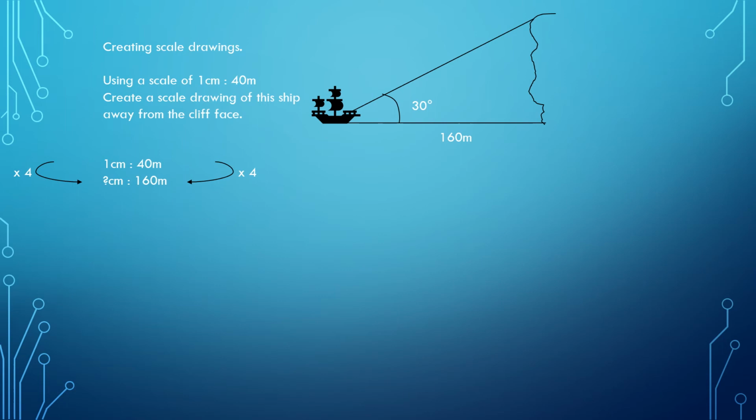4 centimetres is what I'm looking for. If we don't like it that way, we can think about going the other way. Okay, we could start at 160 and go back to 40. How many 40s go into 160? How many do we divide it by? We divide it by 4.